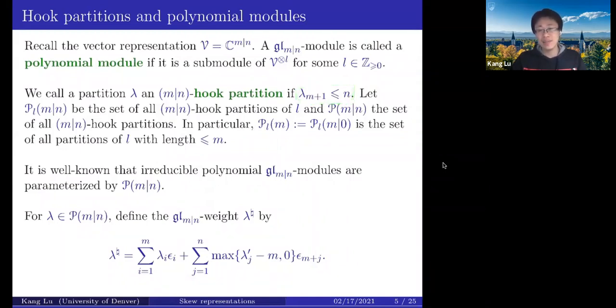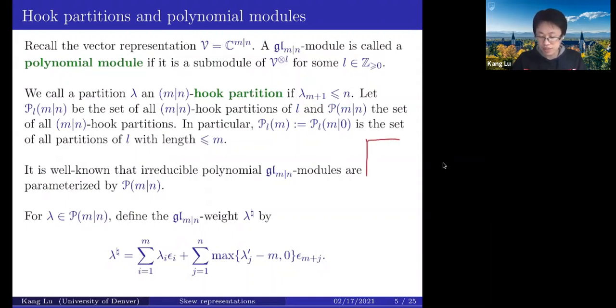So this is quite compatible with the even case. For example, if you put n to be zero, then it requires that lambda_{m+1} must be zero. So it means this partition has length at most m. In this general case, you can also think of it in this way.